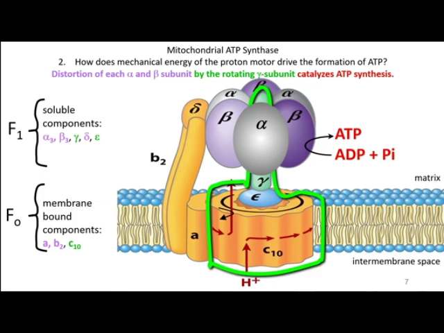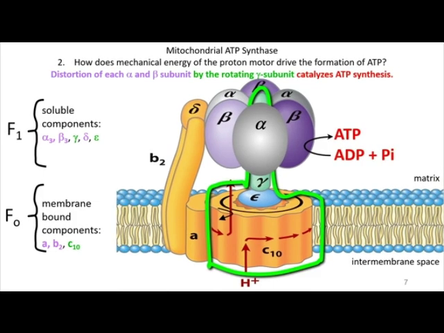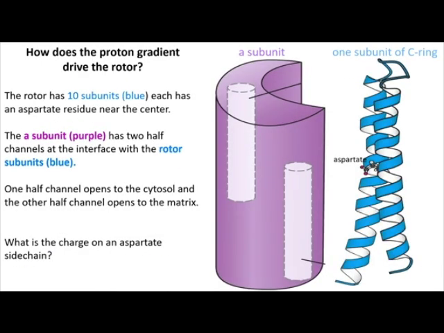So the alpha beta wheel is linked to the delta and B wheel, so those are different parts again, as I show here. And now if we zoom in and look at that interface between the A subunit and the symmetric 10 C subunits, it's going to look kind of like this. So the A subunit I'm showing in purple, and the C subunit I'm showing in blue.